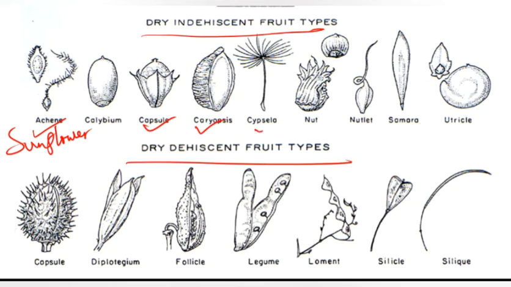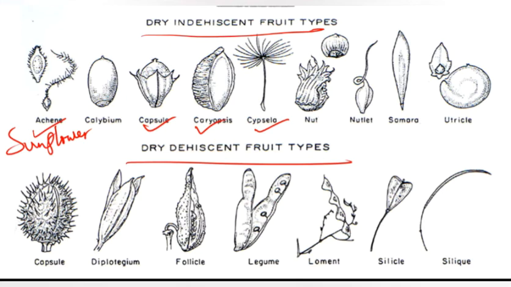If you look at cypsela, that is where you see an inferior ovary, where it is a one-seeded fruit forming a hairy pappus. If you have seen a tridax plant and a tridax fruit, those are the ones that we can see under cypsela. So we even have pappus, which is another structure formed under this cypsela.